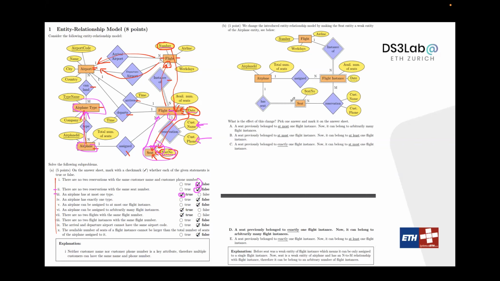And then the second thing, we can look at the right-hand side. That's another example. Now we have, for example, this entity relationship model with a whole bunch of entities: flight, airplane, seat. You have this weak entity, flight instance.